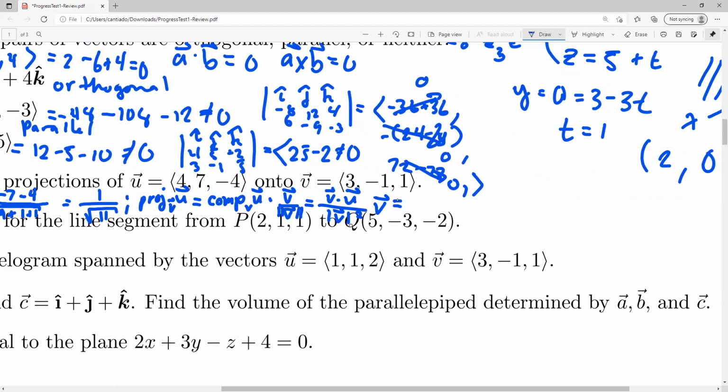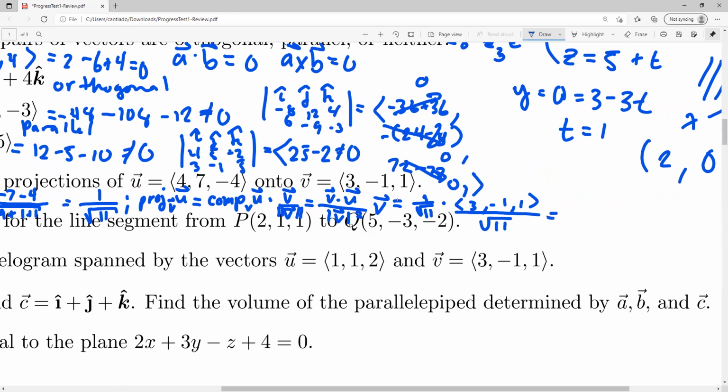So we know the component of u onto v is 1 over root 11. So we just need to multiply it by the unit vector of v. We have v right here, so let's just go ahead and write v there. 3, -1, and 1, all over the magnitude of v, right? And we know that the magnitude of v was square root 11.